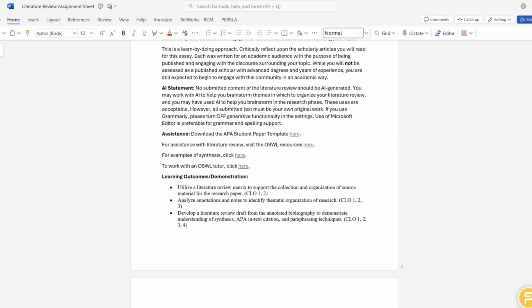We have a lot of resources and assistance here for you. So a student paper template, kind of helping you see what it would look like overall. Specific assistance with literature reviews. The Office of Student Writing and Learning has helped you with that there. We have a more in-depth resource included in your readings for this module about how to engage in synthesis, what it looks like, and help with a tutor. So I strongly encourage you to use these resources if you have any questions.